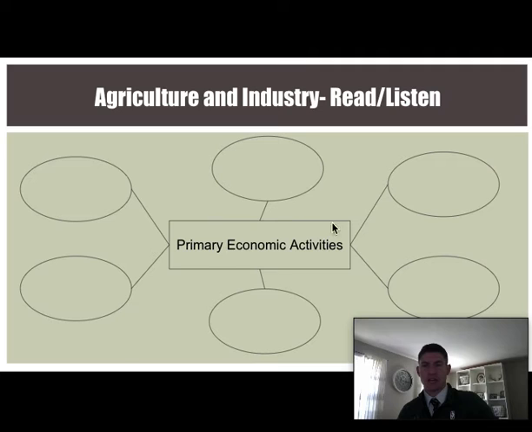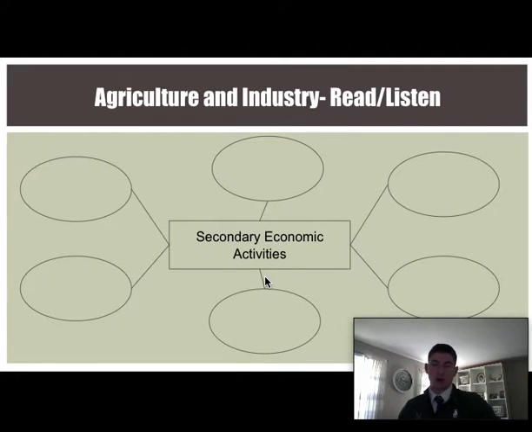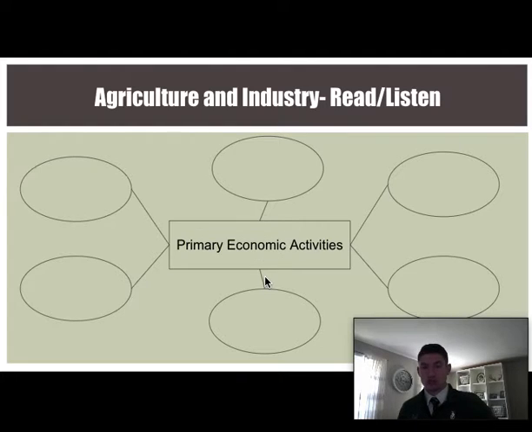In our last section today, we're going to look at the primary economic activities and secondary economic activities that are going on from the agriculture and industry growth in this region throughout its history.